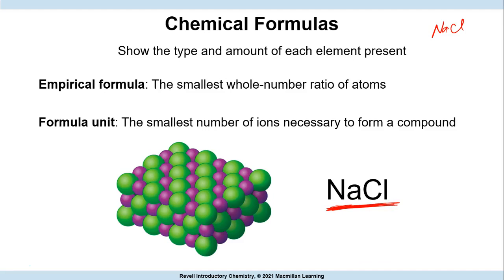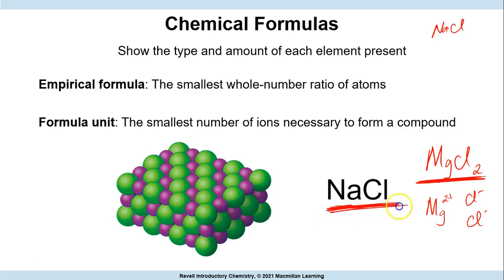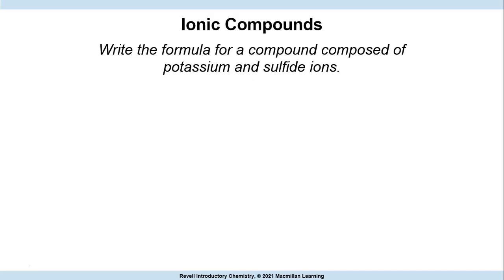Now another example, for you to form a formula unit of magnesium chloride, you will need one magnesium ion and two chloride ions, because the charges must always be neutral. So this is a formula unit of magnesium chloride. This is a formula unit of sodium chloride. So the sodium is the cation and the chlorine is the anion.